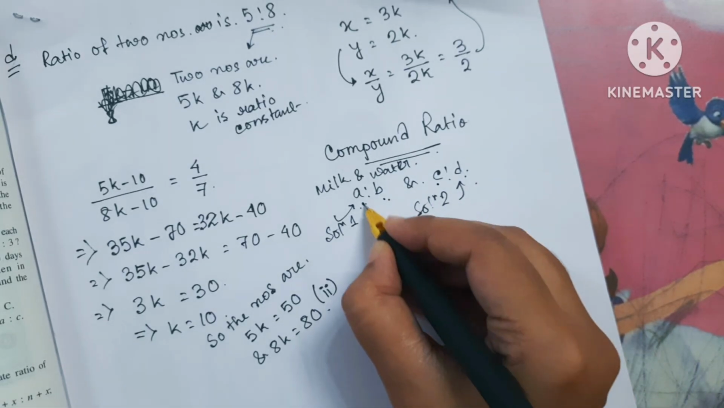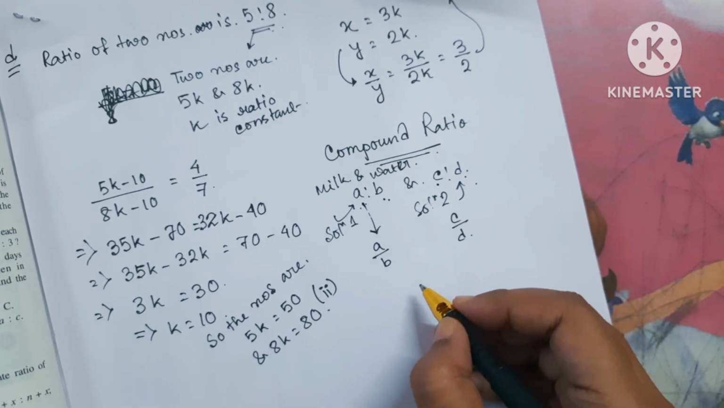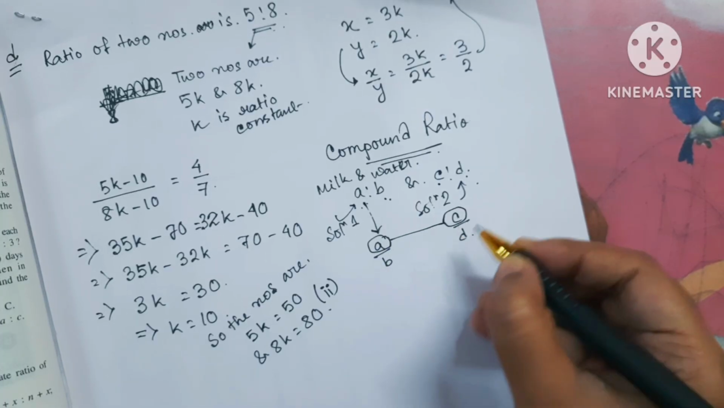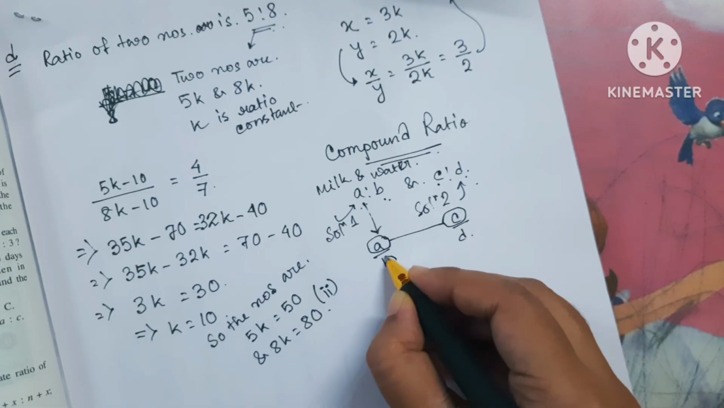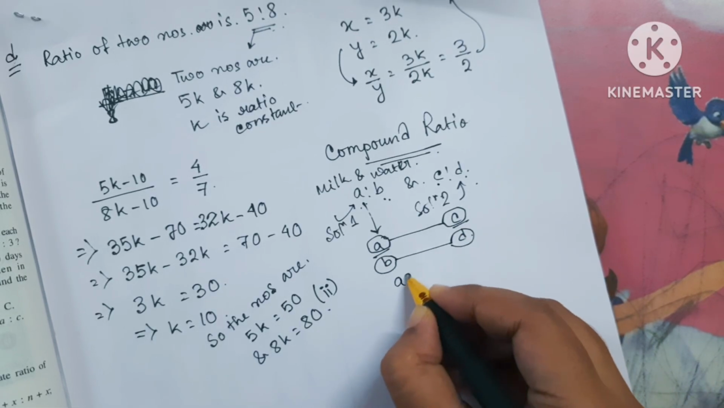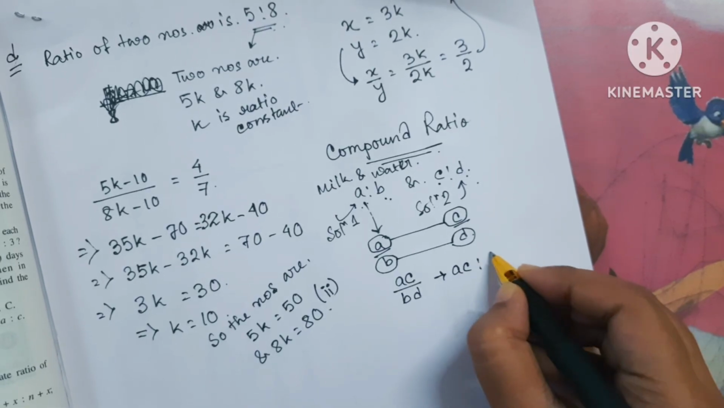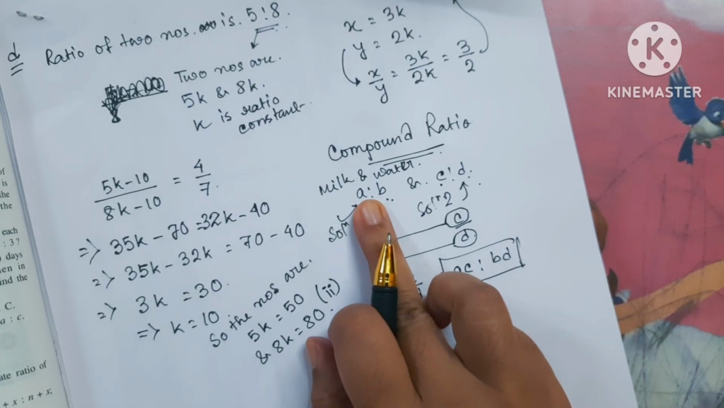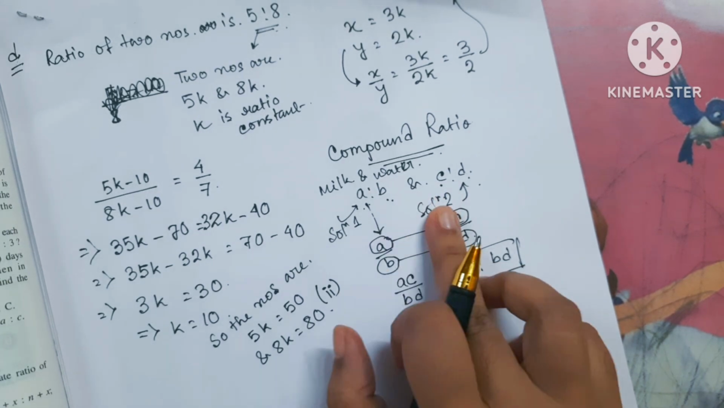That means from here you can say A by B, and here you can write C by D. And compound ratio means you have to multiply the numerator of the first ratio with the numerator of the second ratio, and the denominator of the first ratio into the denominator of the second ratio. So it will become AC by BD. So the ratio will be AC is to BD. Okay, this one will be compound ratio. So basically you have to multiply the numerators and the denominators.